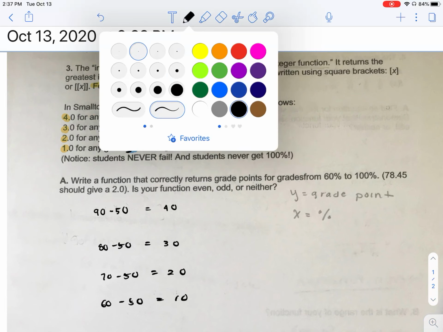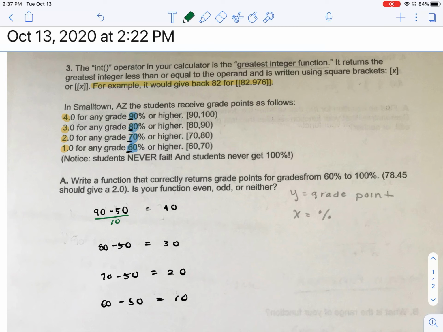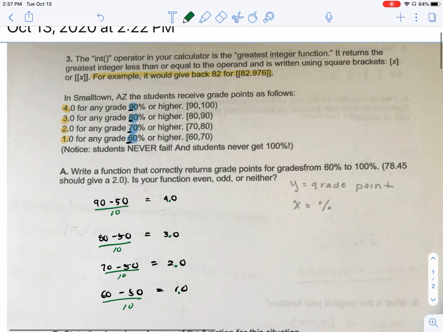So maybe for our formula, we're going to divide by 10. So what happens if I divide by 10? Then this 40 becomes 4.0, 30 becomes 3.0, 2.0, 1.0. So now you'll see that if I replace these percentages with x, my formula is saying x minus 50 divided by 10 will get us our grade point for that class.